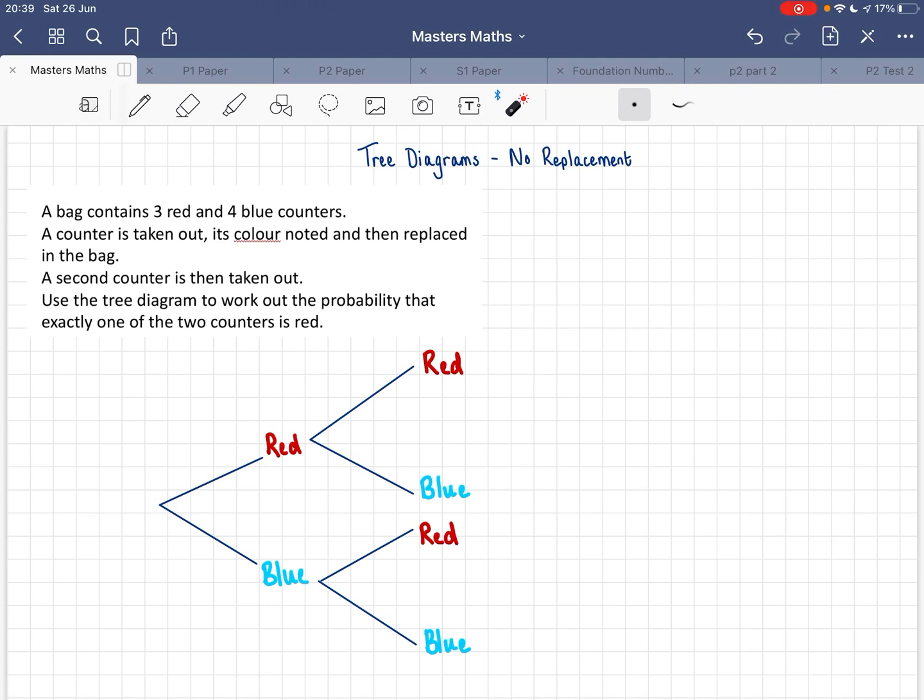So you're picking a counter out of the bag and you're not replacing it, which means the second time you pick something out of the bag, your probabilities have changed because there's one less counter in the bag. And depending on what colour that first counter was, changes the probabilities the second time around. So your tree diagram is showing you the different combinations of things that can happen. It doesn't mean they're all happening simultaneously. They're not all happening at the same time.